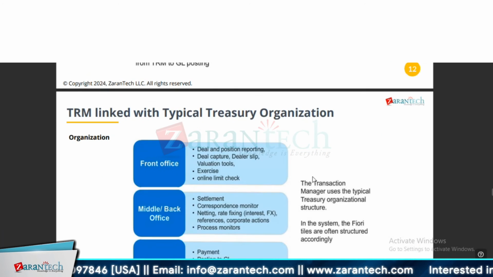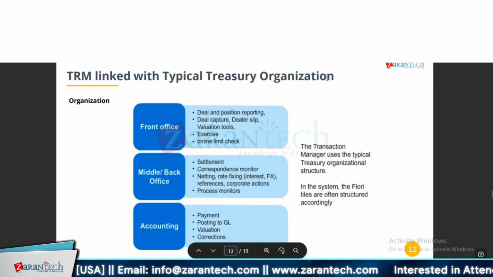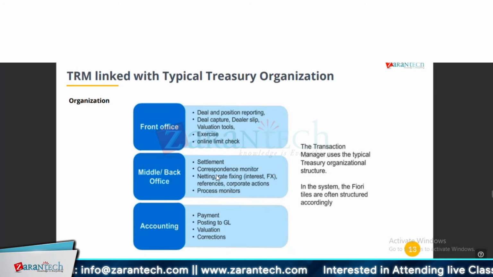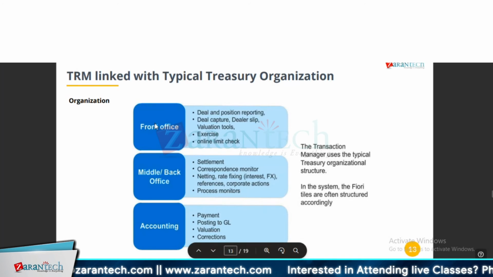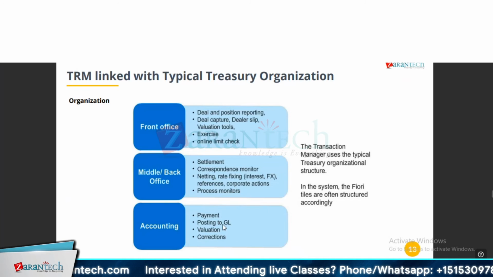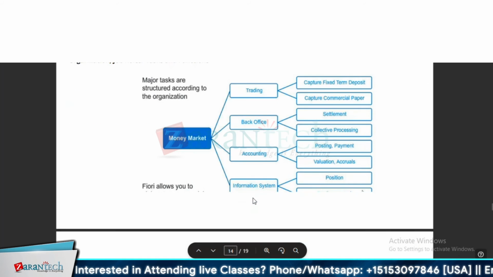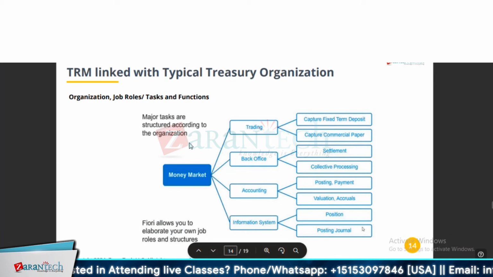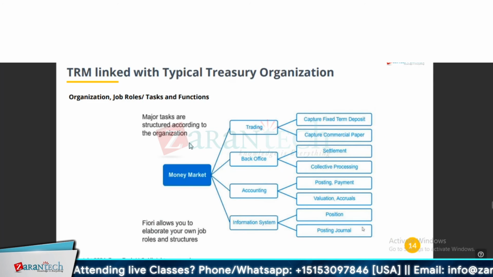Now coming to TRM linked with a typical treasury organization. This is just showing you the segregation of duties. You can see the front office would deal in all these things, the middle office would deal in all these things, and the accounting would deal in all these things. These are user based authorizations and roles provided. Now, we see that this is how the job roles, tasks and functions are divided.